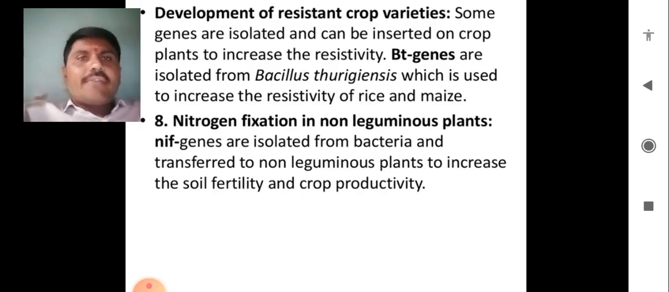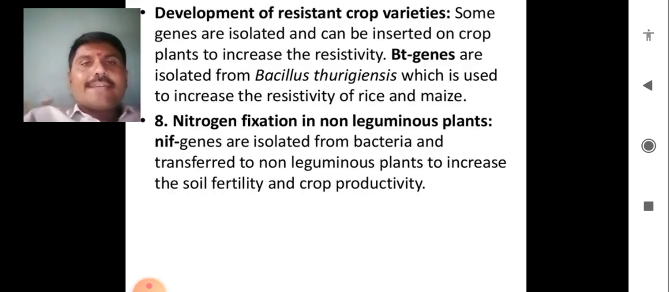Well, nitrogen fixation in non-leguminous plants. We are all aware that among all the monocots and dicots, among all the families, leguminous plants have the greater capacity to fix nitrogen through bacteria from the soil and from the atmosphere, which they give to the plants for their survival. In non-leguminous plants we can insert the NIF genes, which are related to nitrogen fixation bacteria, and transfer them to non-leguminous plants to increase soil fertility as well as crop productivity.